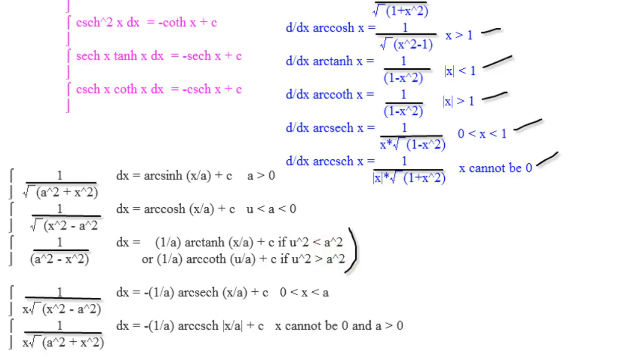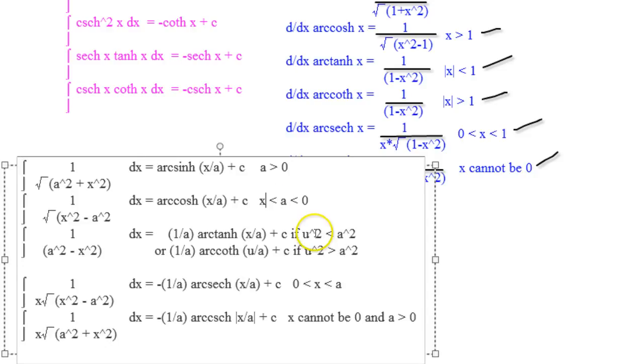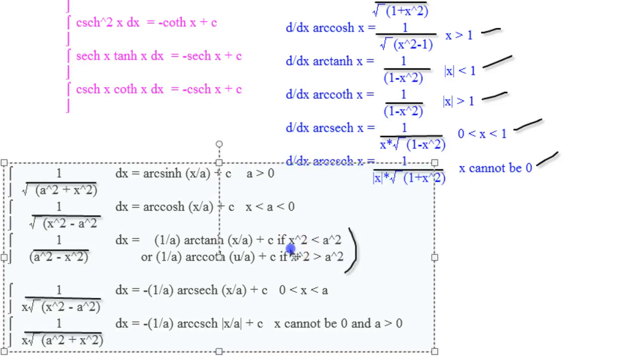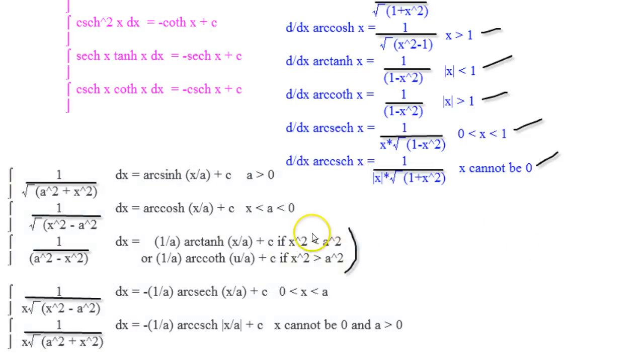In this case it's not actually u, it's going to be x, so let me change these up to x's. There we go. Okay, so if x squared is less than a squared, it's going to be arctanh, and if x squared is bigger than a squared, it's going to be arccoth.